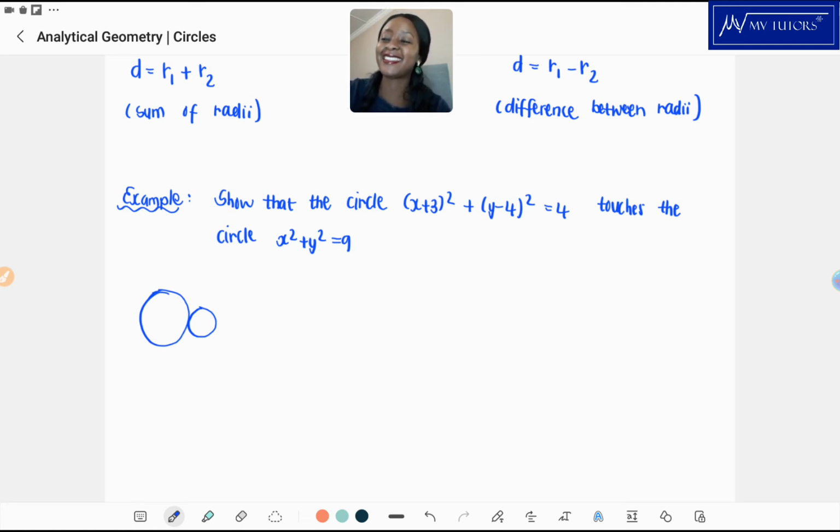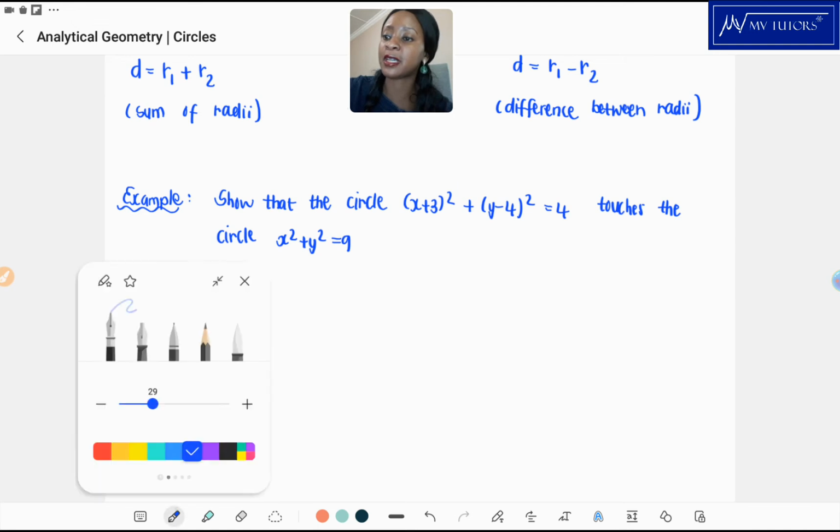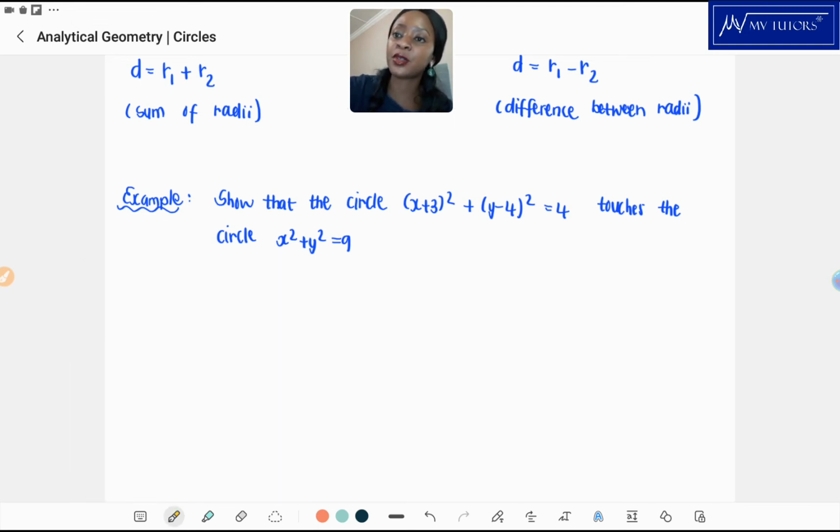Before I actually sketch them, let me just get the centers. For the circle, let me use a different color. The center of this circle here is minus 3 and 4, and the radius is 2. On this circle here, my center is at the origin, and my radius is 3.